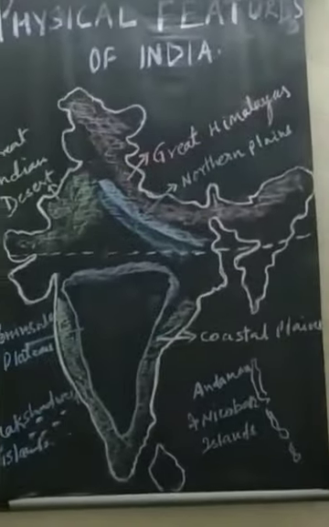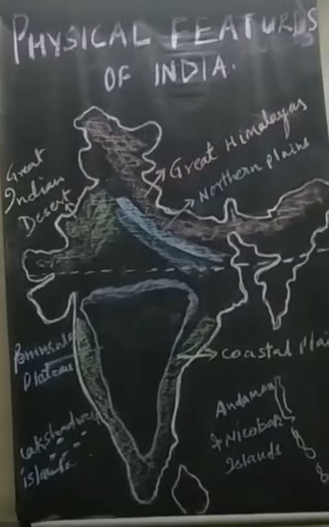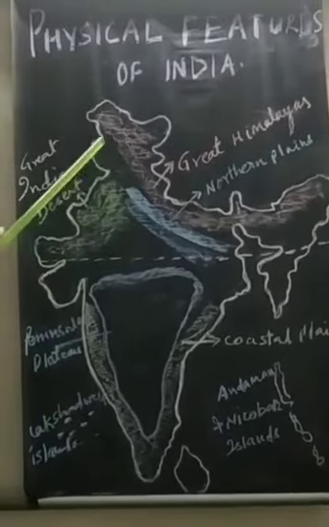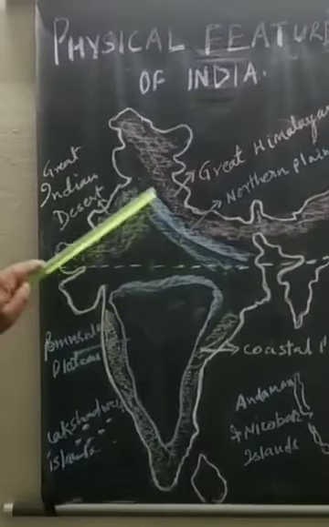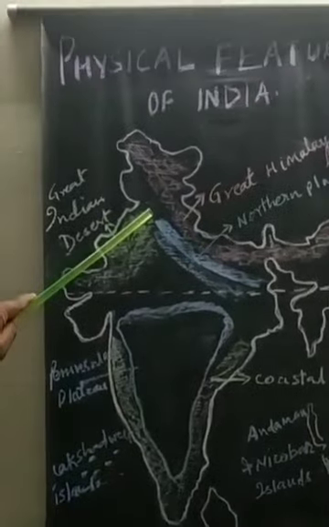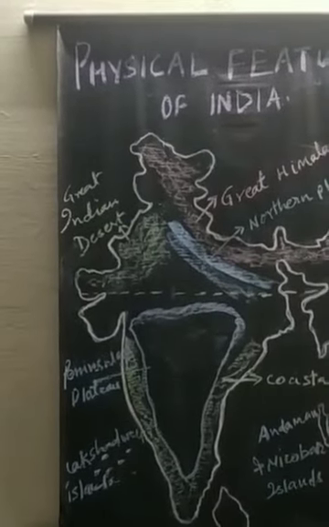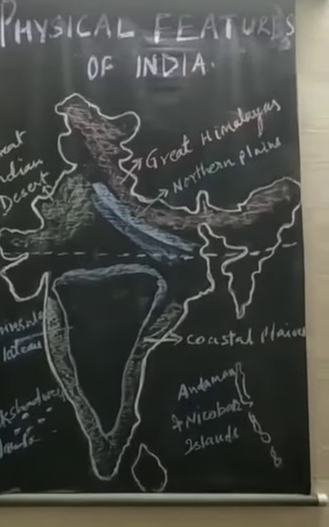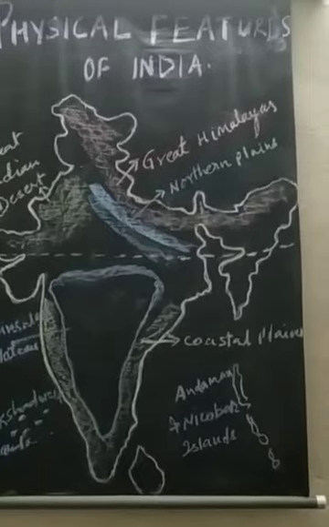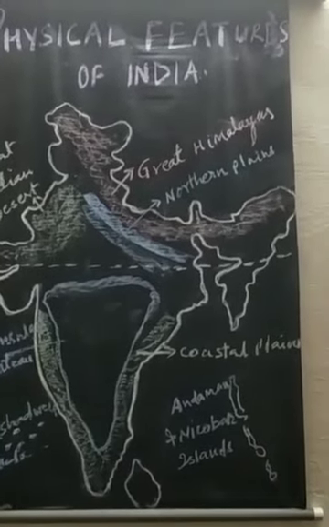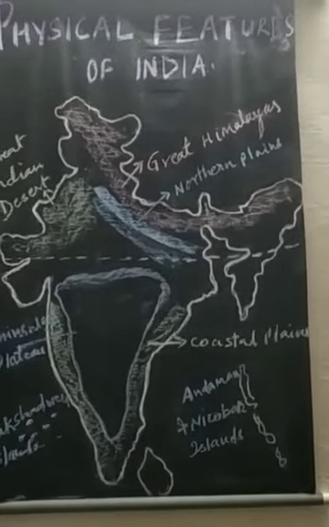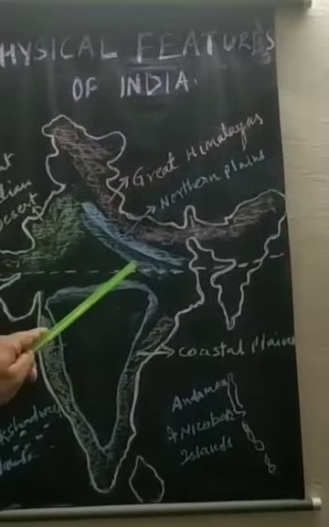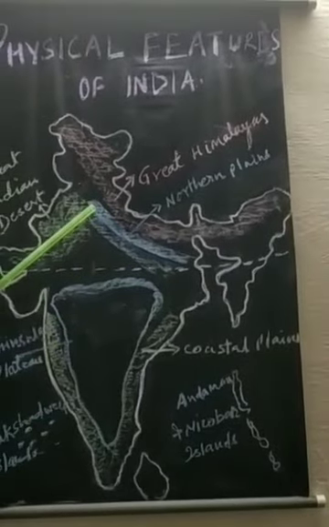So now let us discuss the most important part of India, the northern plains. The northern plains have been formed by the interplay of the three important Himalayan rivers, the Ganga, Brahmaputra and Indus, along with their tributaries. This plain is mainly formed by alluvial soil.